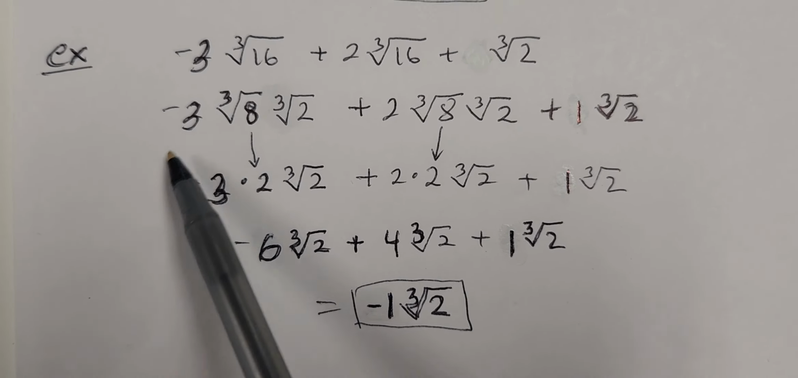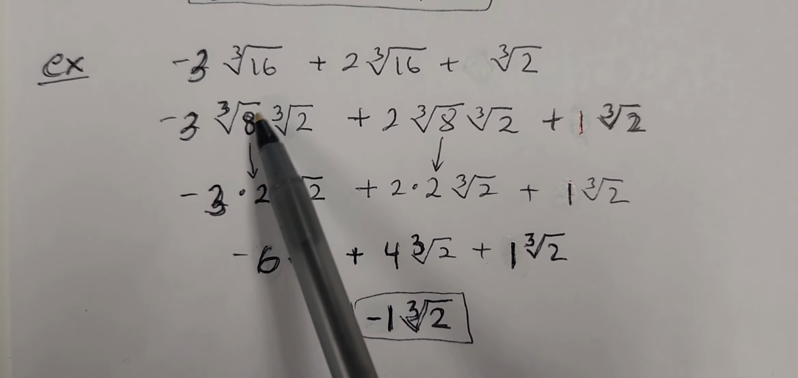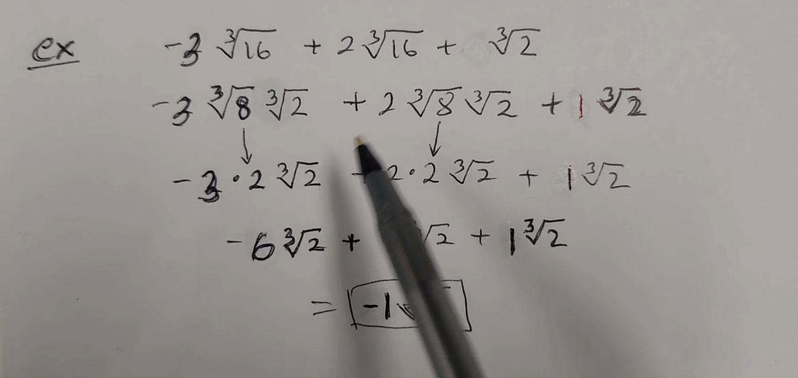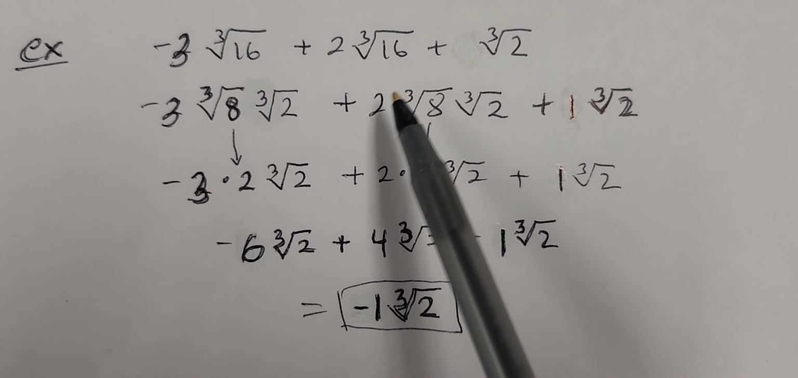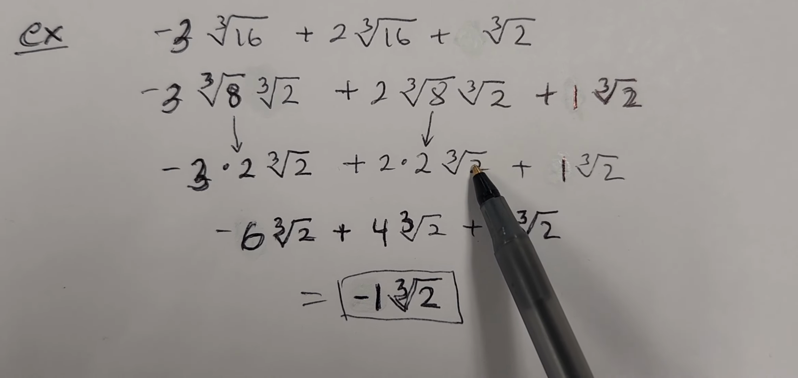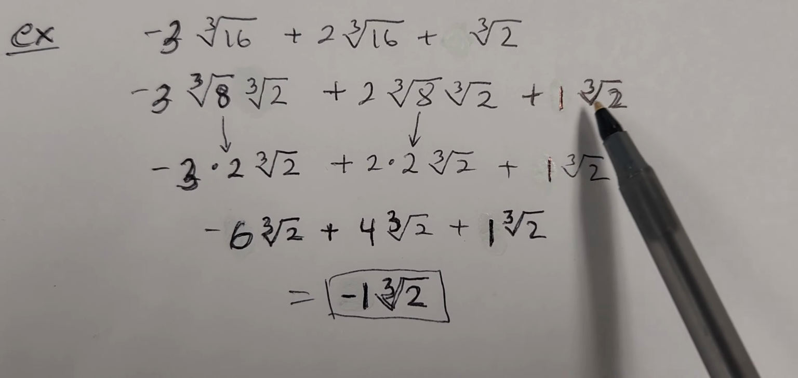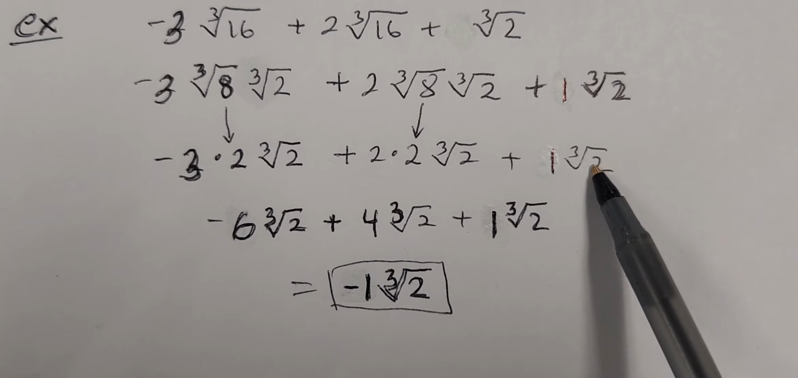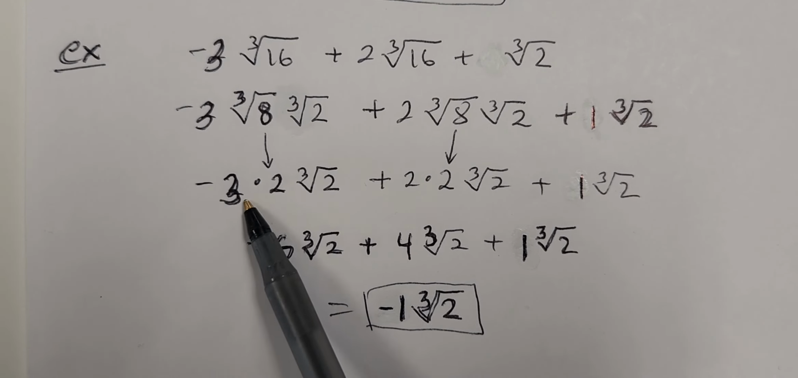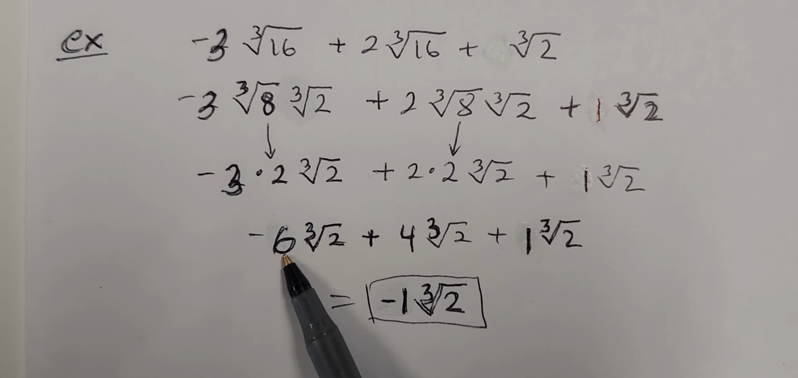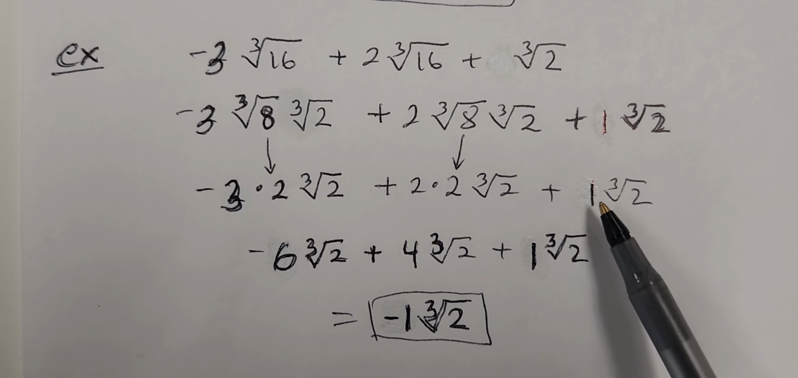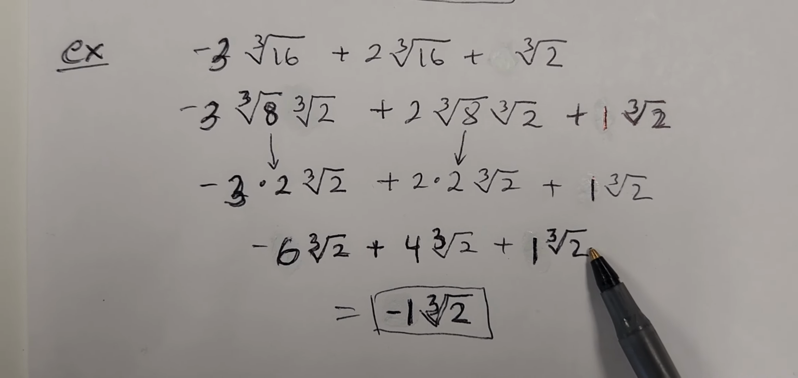So bring down this negative 3, cube root of 8, which is this 2. Bring down this cube root 2, bring down the 2, cube root of 8 here, which is this 2, and then cube root of 2, bring it down. Bring this one down as well because there's nothing to do. After that, we clean up a little bit. So negative 3 times 2 gives me negative 6. 2 times 2 gives me this 4. Bring down this 1 cube root 2.